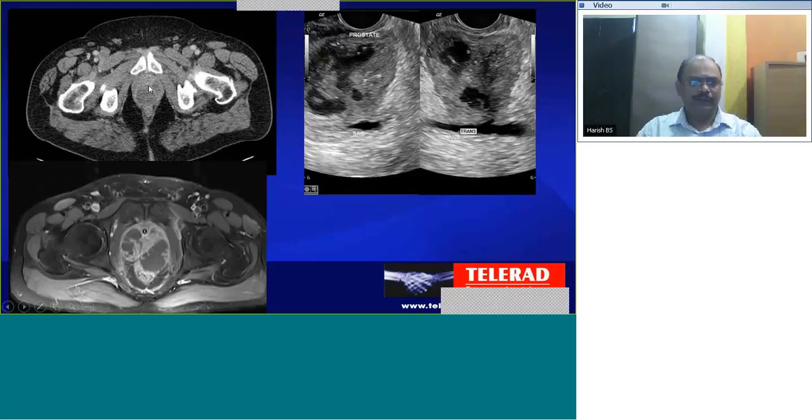Here we see the CT image, which demonstrates the diffusely enlarged prostate gland with an ill-defined, rim-enhancing fluid collection consistent with an abscess.